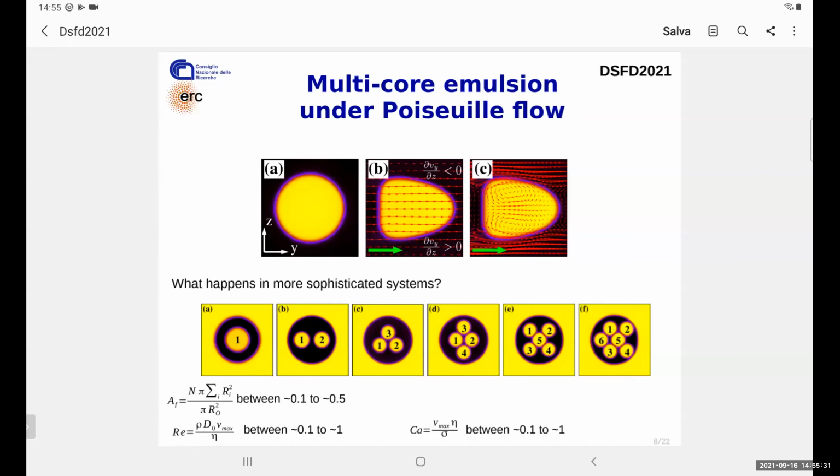And then on the right-hand side, once again, is the structure of the velocity field computed in the frame of reference of the droplet, with these two very well-defined counter-rotating vortices. So basically, the question is simple: what happens if we consider more sophisticated systems, if we include more droplets within the emulsions? Typically, increasing the number of the cores and also increasing the area fraction.